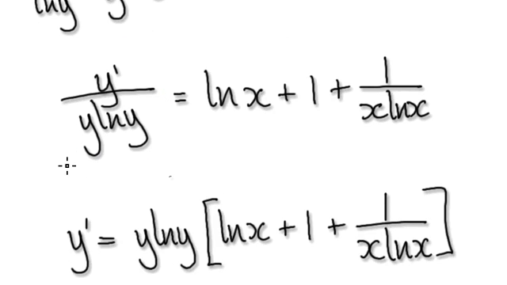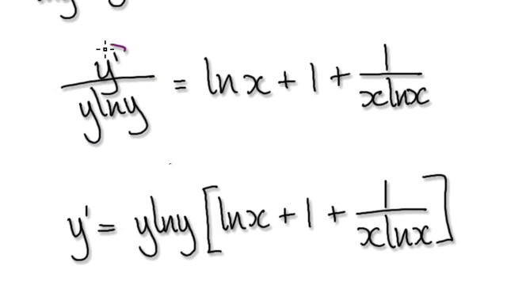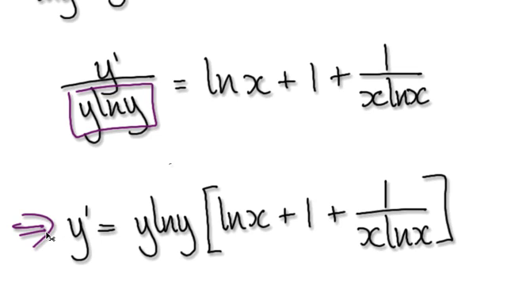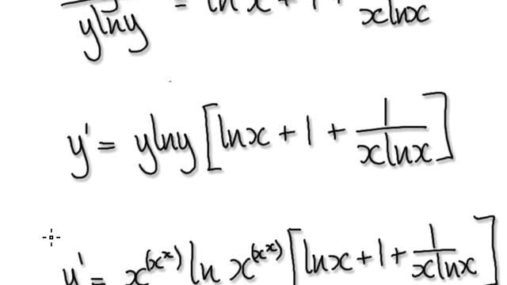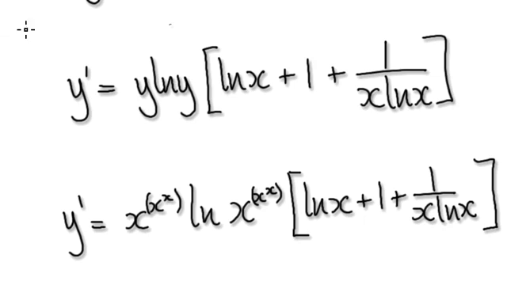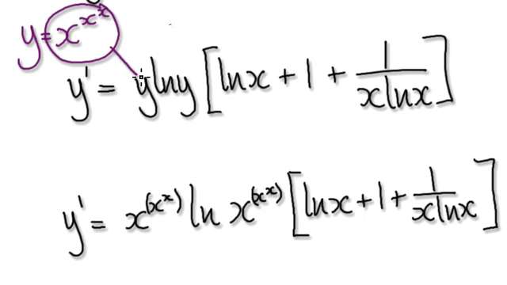Okay. And then now you want to get y prime on its own. So multiply both sides by this thing here. So that will then take you to this line here. And remember, originally our y was x to the power of x to the power of x. So we put this into the y here, put this into the y here, and then you will have this thing here.